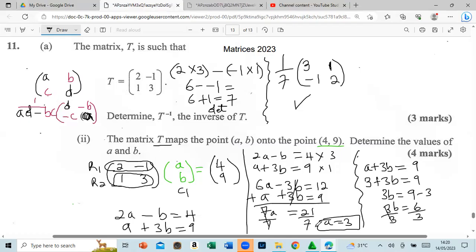So here we have it. We solved for a, and now b is equal to 2. Alright guys, so I'm teaching you how to get that 7 marks in your examination.